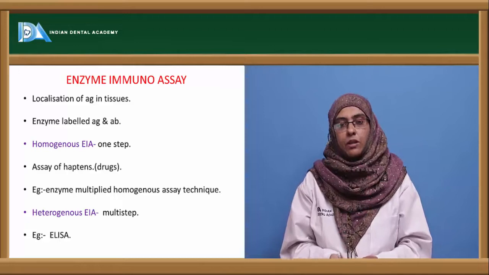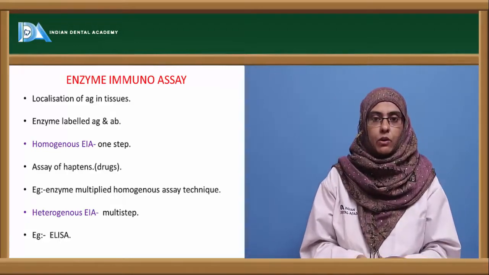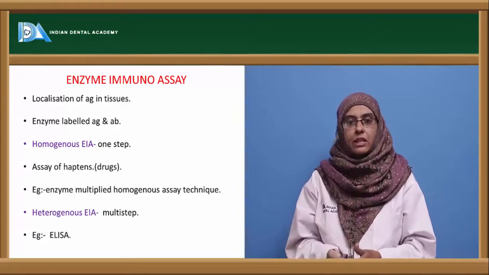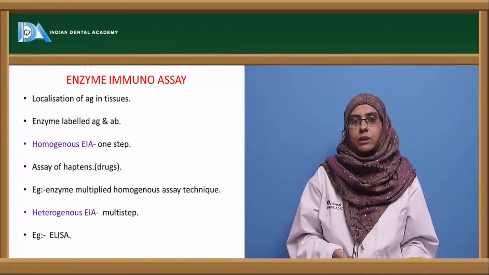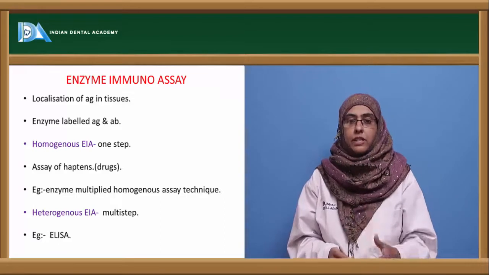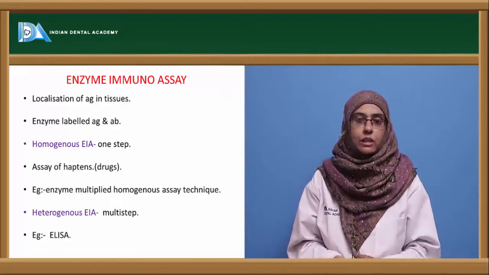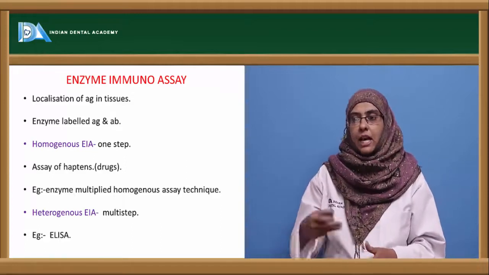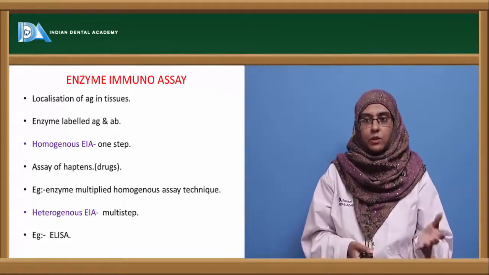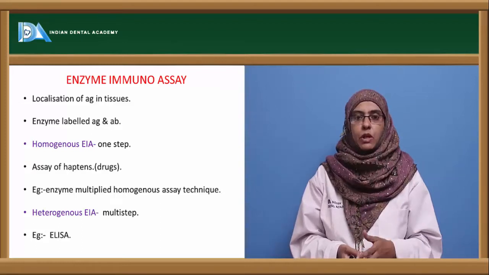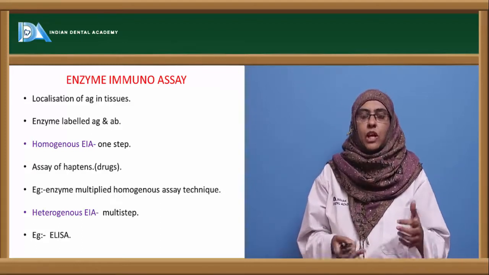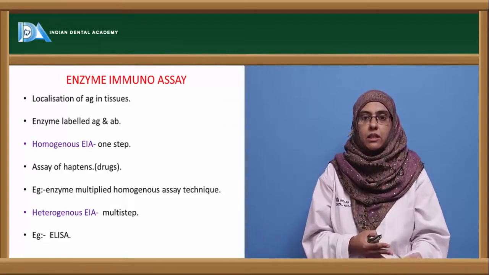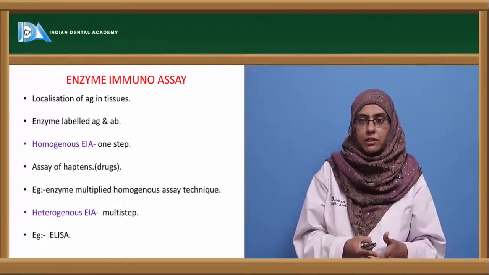So depending upon whether it is a multiple step that you are going to carry out, or a unitary step or a single step, you can classify the enzyme immunoassay into two types, and also depending upon which type of antigen you are going to detect, you can classify them into two types: homogeneous enzyme immunoassay, heterogeneous enzyme immunoassay. Homogeneous enzyme immunoassay is a one-step process where you have all the reagents mixed together to see the positive reaction or a negative reaction.